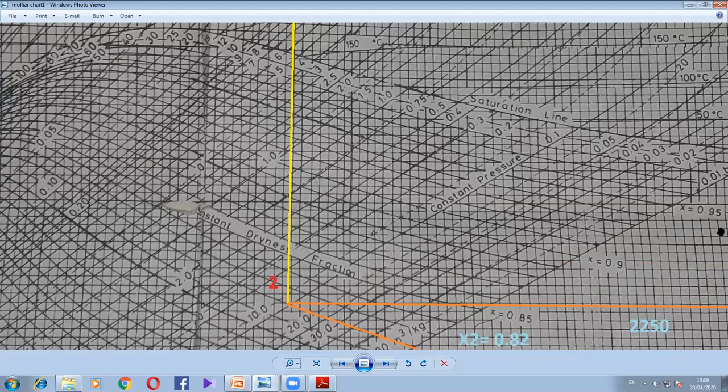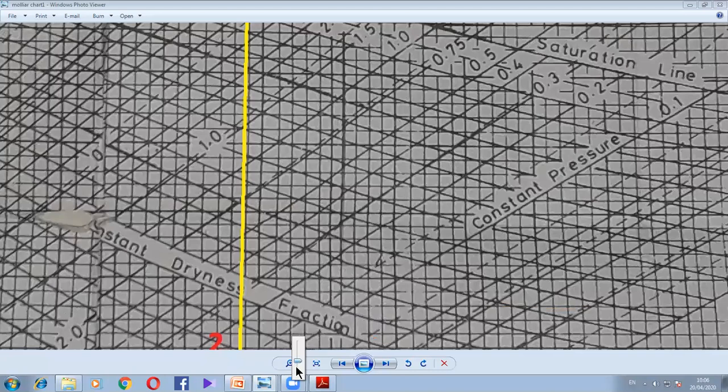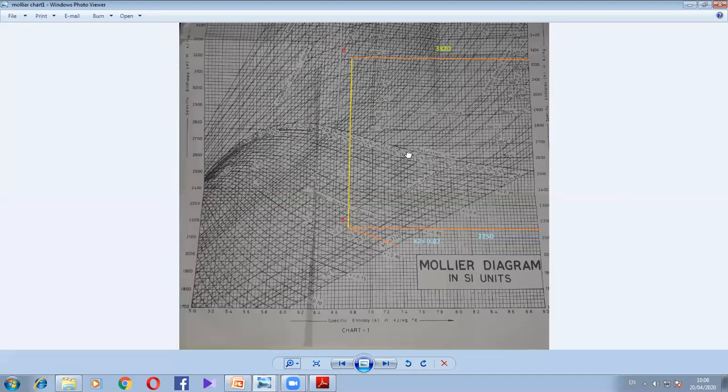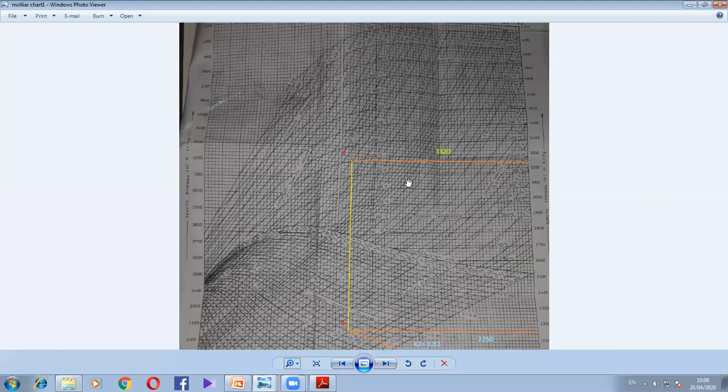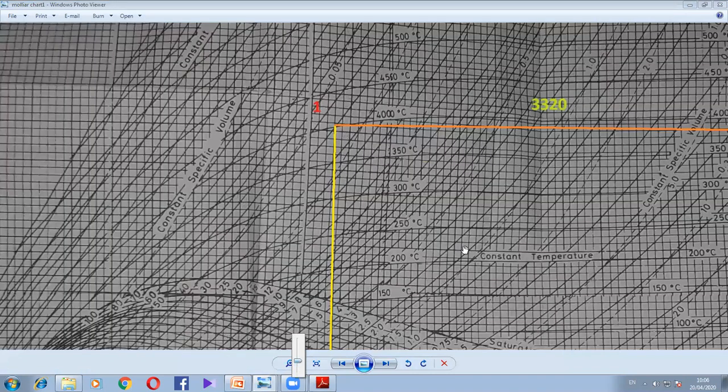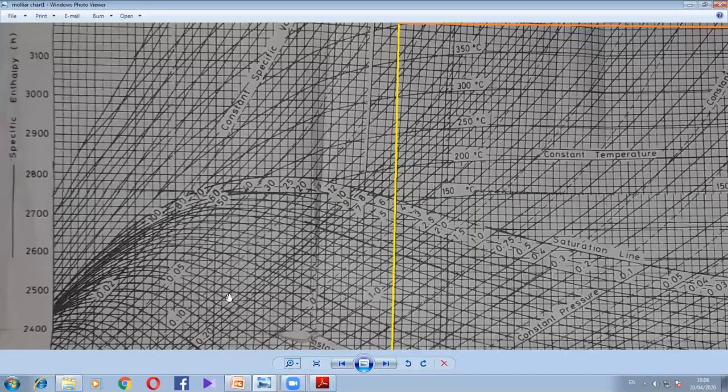Okay, so now I will show you how to locate this on the Mollier diagram. The process which is shown is 40 bar and 400 degrees Celsius. So here state 1 is given as 40 bar and 400 degrees Celsius. How to locate that on the Mollier chart? Okay, so here I will see where the 40 bar pressure line is first. You can see these are all the pressure lines, 20, 25, 30, 40. So I have a 40 bar pressure line over here.